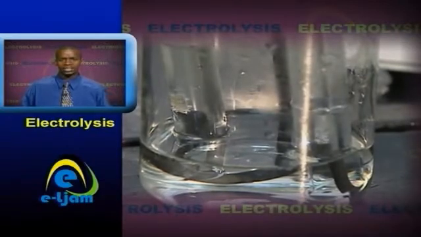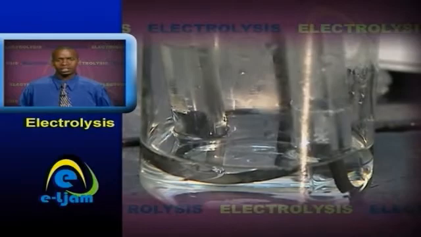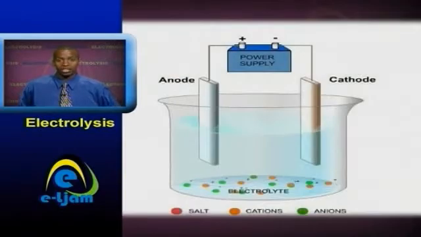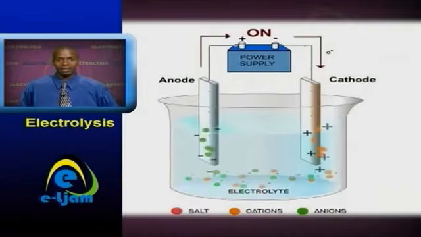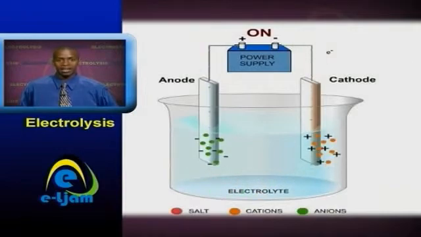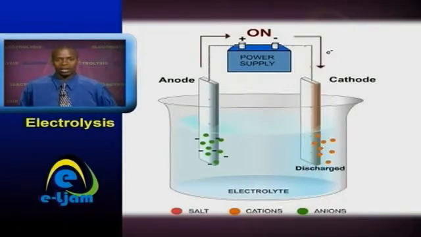Okay, what exactly happens when we throw the switch? When the battery or power pack is switched on, electrons flow from the battery to the cathode. The positive ions in the electrolyte, the cations, move to the negative electrode or the cathode, where they undergo reduction. They gain electrons and become the pure form of an element. When this happens, the cation is said to be discharged.